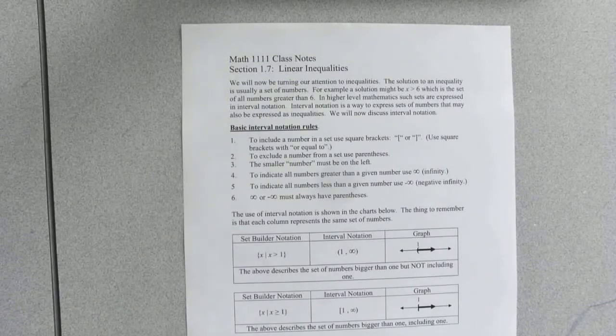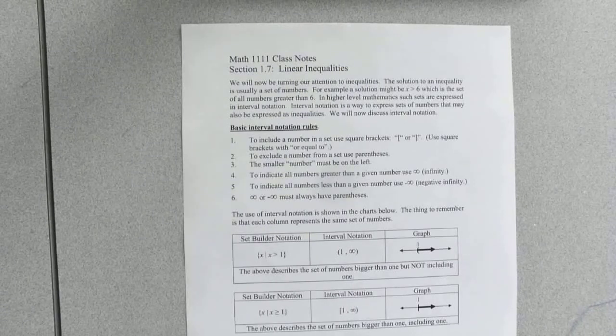Now notice I put number in quotation marks because sometimes we'll be using the symbols infinity and negative infinity, and those aren't numbers. Negative infinity is the idea of decreasing without bound. There's nothing smaller than negative infinity. So when we're doing an interval and negative infinity is involved, it's going to be on the left. To indicate all numbers greater than a given number, we'll use infinity. To indicate all numbers less than a given number, we'll use negative infinity. And infinity and negative infinity must always have parentheses.